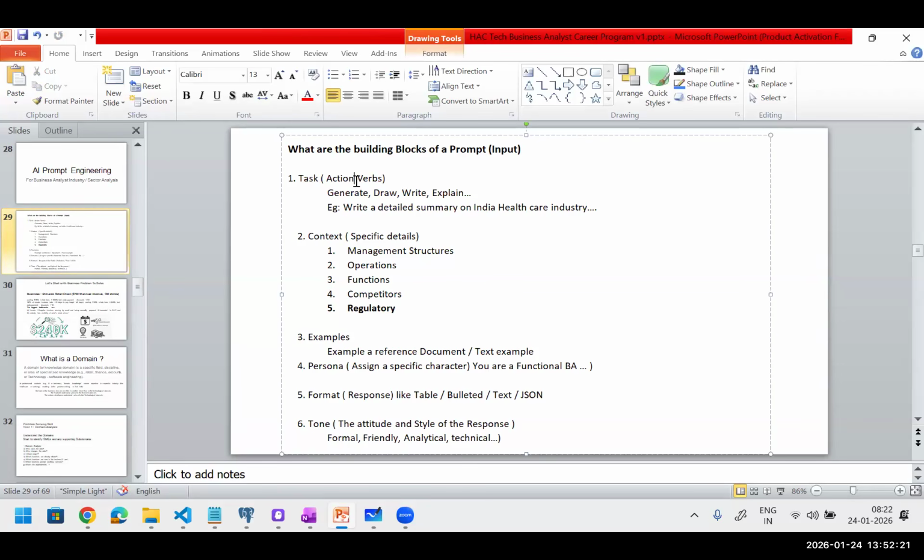These are the 4 or 5 popular ones. I'll tell you which tool is supposed to be used for what. Okay, let's say Claude is there. Claude can be used for code. If you want to generate code, Claude is the best. Claude.ai. Okay, I can show you now.